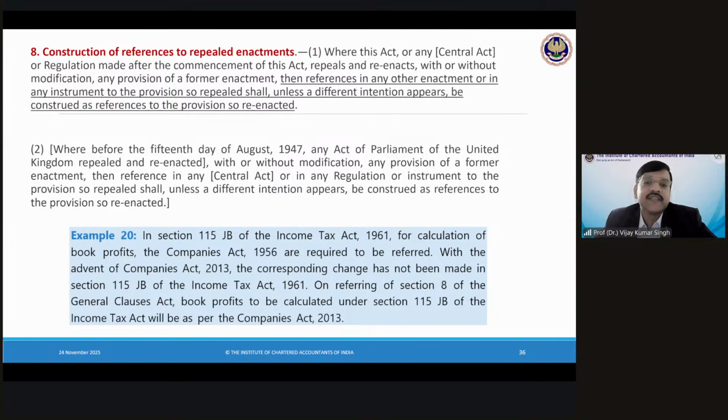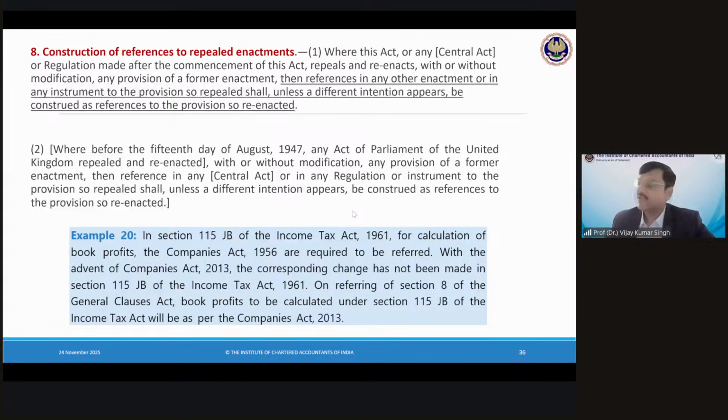There is an example here. In Section 115JB of the Income Tax Act 1961, for calculation of book profits, the Companies Act 1956 is required to be referred. With the advent of the Companies Act 2013, the corresponding change has not been made in Section 115JB of the Income Tax Act. On referring to Section 8 of the General Clauses Act, book profits to be calculated under Section 115JB will be as per the Companies Act 2013 and not as per the Companies Act 1956. The same example which I gave you in context of the Indian Penal Code has been talked about here, right?